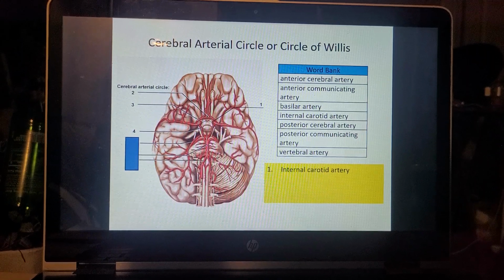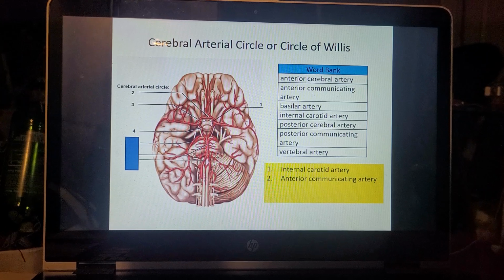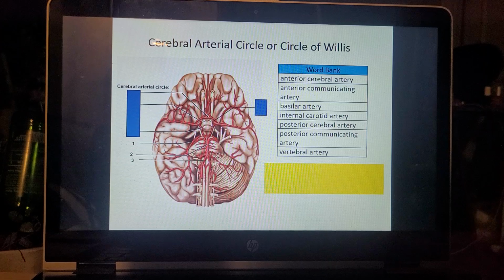Internal carotid artery, anterior communicating artery, anterior cerebral artery, and posterior communicating artery. Last 3. Posterior cerebral artery, basilar artery, vertebral artery.